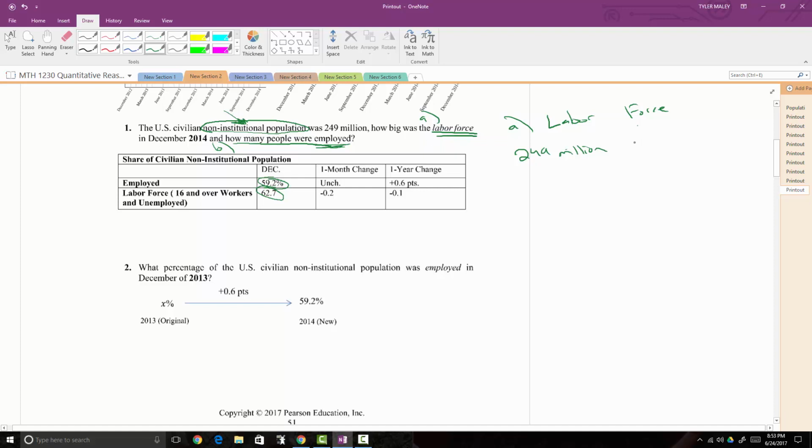well, if we know that there was a total 249 million population, and 59.2% of them were employed, I can just multiply this together. 59.2% of 249 million is going to be the total number of people that are in the labor force. So if you think of a circle graph, and let this part be 59.2%, I'm after this amount. All the way around is 249 million, so I just need to find what's 59.2% of that.